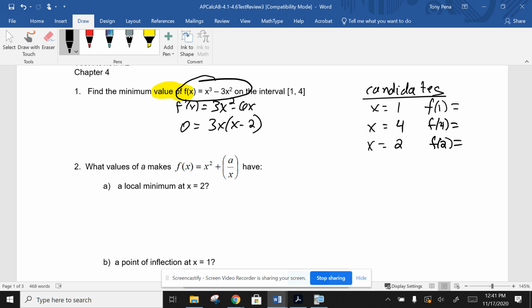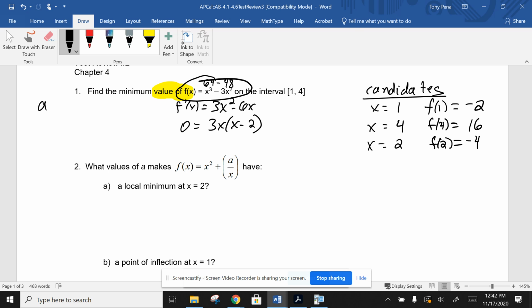So if you plug in a 1, we get what? 1 minus 3, so -2. If you plug in a 4, we would go 64 minus 48. Yeah, so 16. And then if we plug in a 2, we would go at what? 8 minus, so -4. 8.